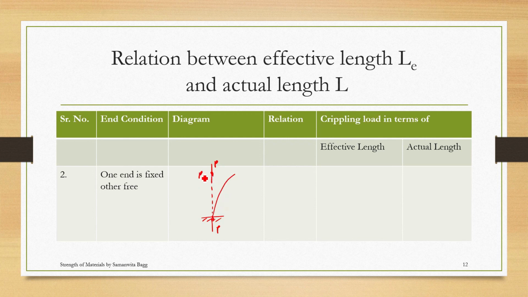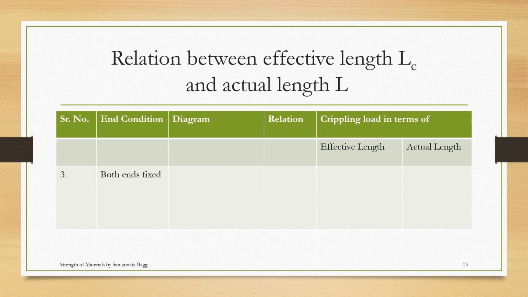This point is B, this is A. When this load is applied, it will move to another point B dash. So here the effective length is 2 times the actual length. The formula in terms of effective length is pi square EI upon LE square. When I substitute LE as 2L, my PE will be pi square EI upon 4L square.